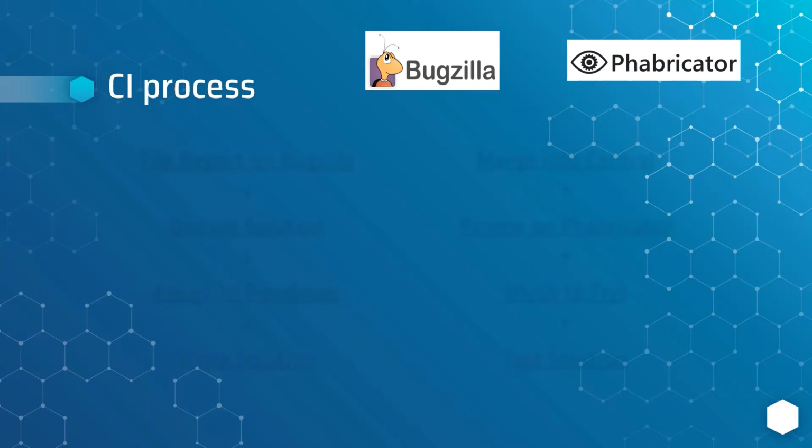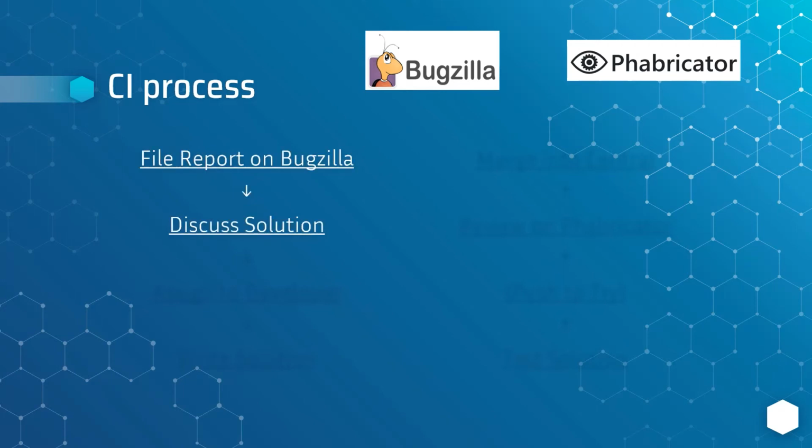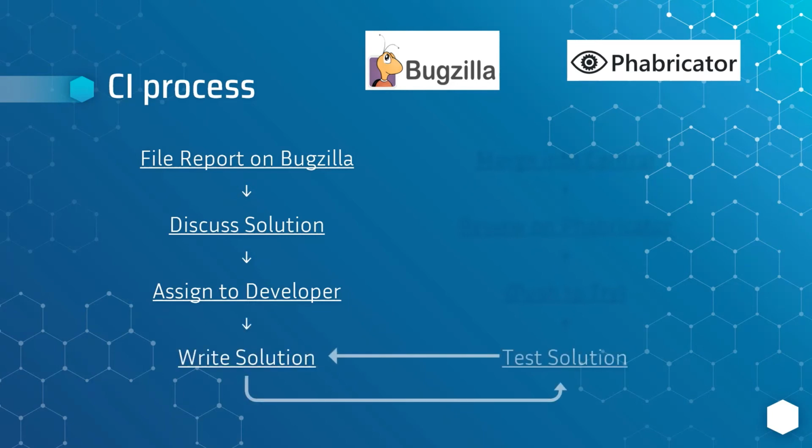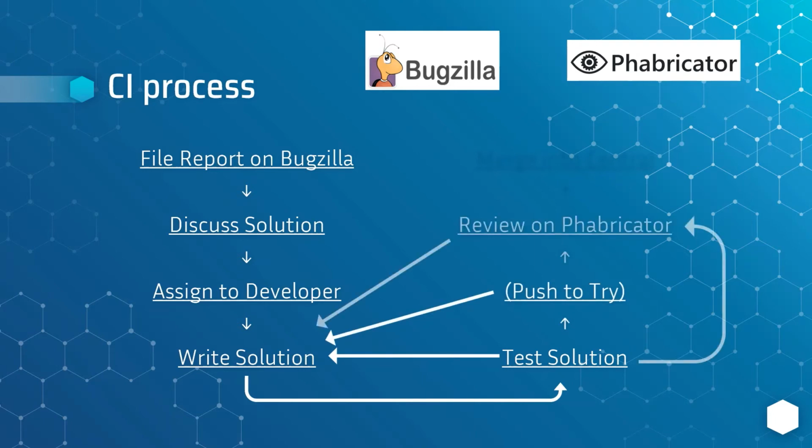Note that Firefox uses Mercurial instead of Git. The process starts when someone files a bug report on Bugzilla. Interested contributors can then discuss a code change and assign a priority. Next, the issue is assigned to a developer, who can then write a solution and test it locally. Testing the patch on the try server is common, but it is also optional.